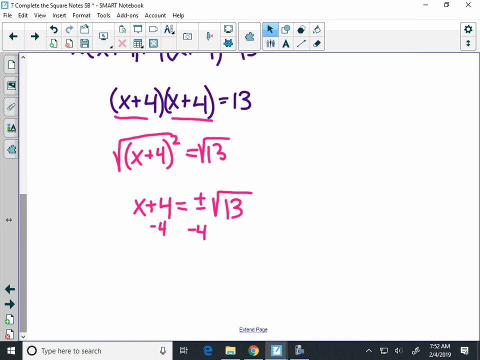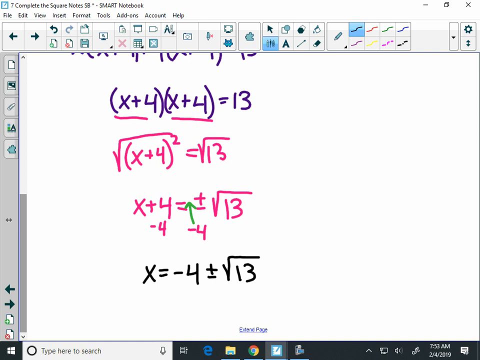Now when I subtract 4 from the right side, I'm going to squeeze it right in front of the plus or minus. So my final answer is going to be negative 4 plus or minus radical 13. And that's actually as simplified as we can get. Kind of like with the quadratic formula, sometimes you have irrational values. This is irrational. We could not have factored it, but solving by completing the square worked out for us.